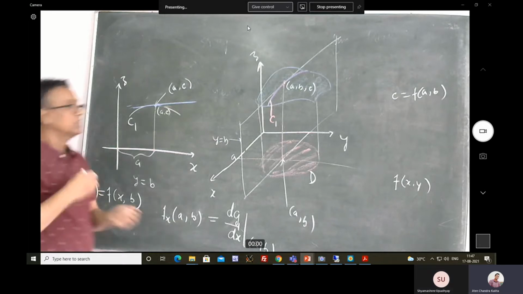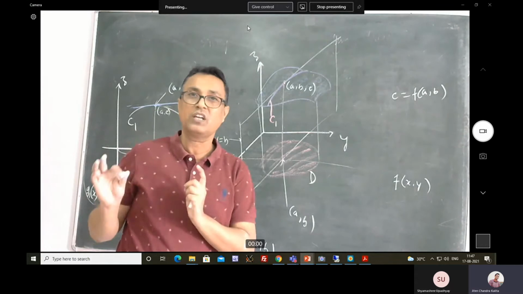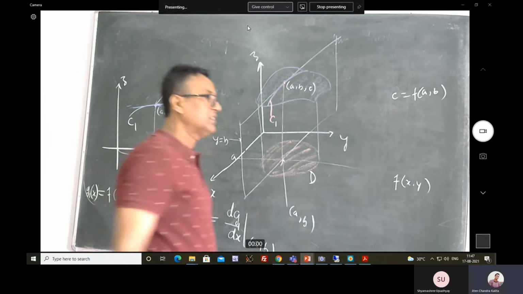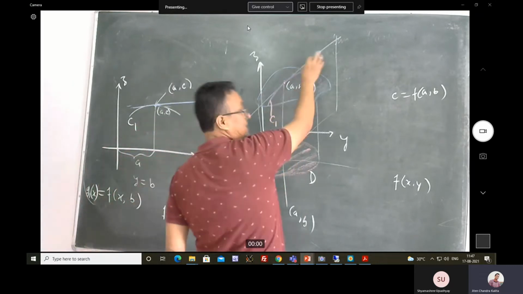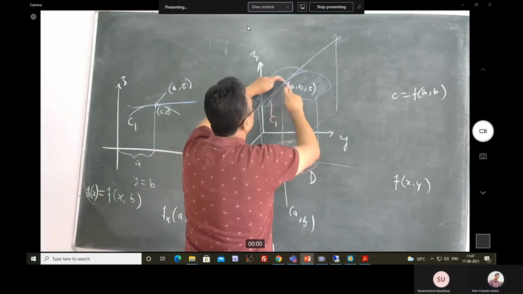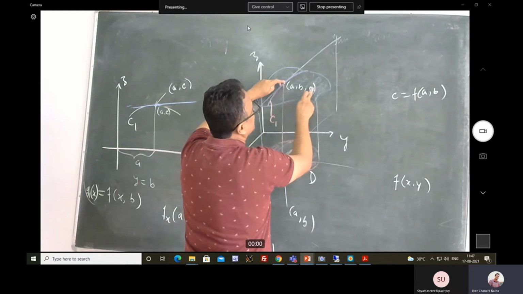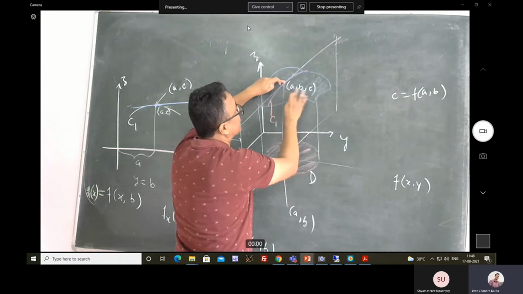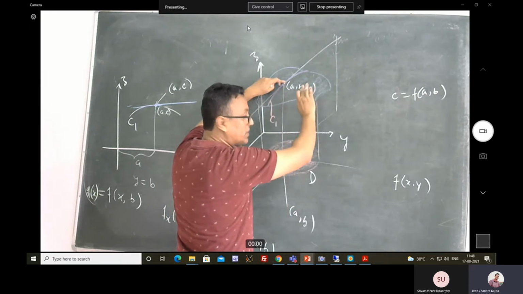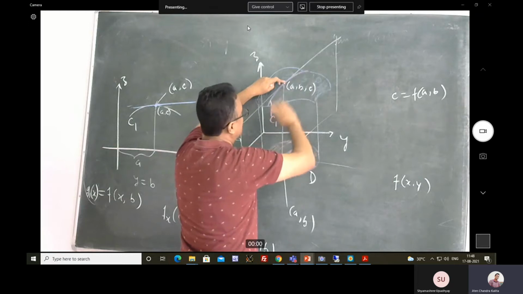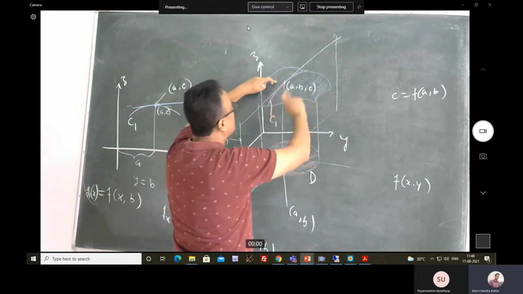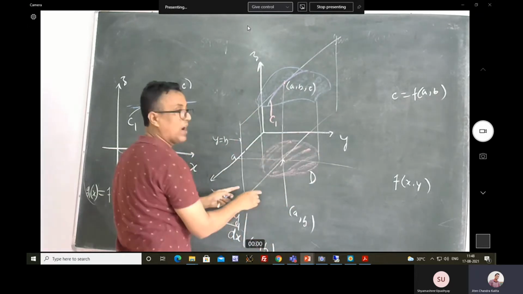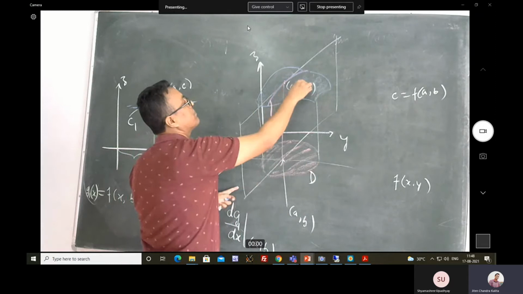So geometrically, what does the partial derivative at the point (a, b) signify? It signifies the tangent line at the point (a, b, c), where c equals f(a, b), on the surface. It is nothing but the slope of the tangent to the curve cut out by the plane y equal to b at the point (a, b, c).